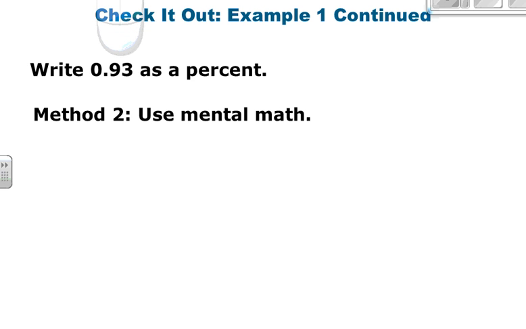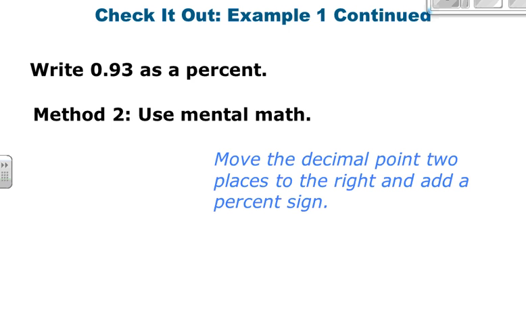Now 0.93, using that mental math, where we move the decimal place. Go ahead and pause and try this one on your own. 0.93. Okay, we're going to move forward. We're going to move it over 2 times. And so 0.3 became 30, so 0.93 will end up being 93%. So you see the similarities between the two problems.